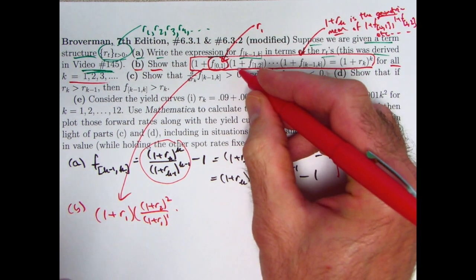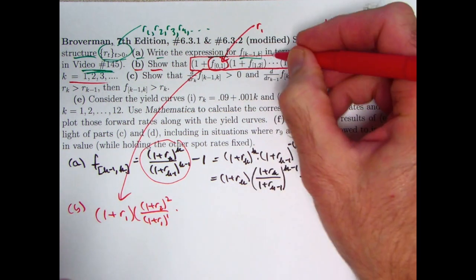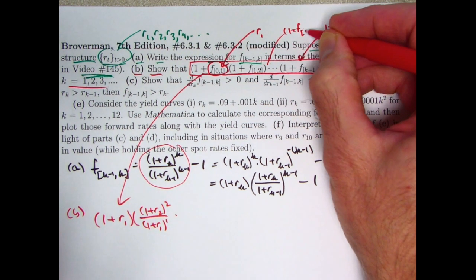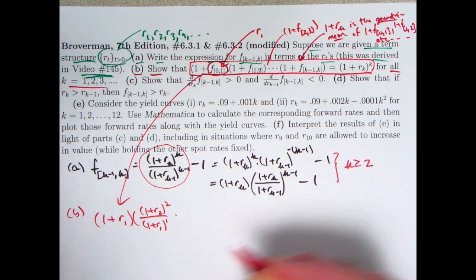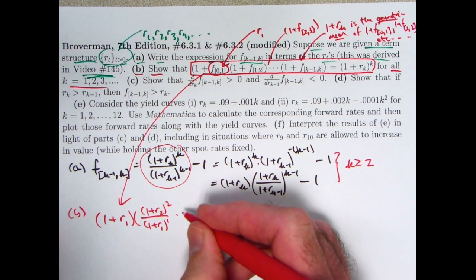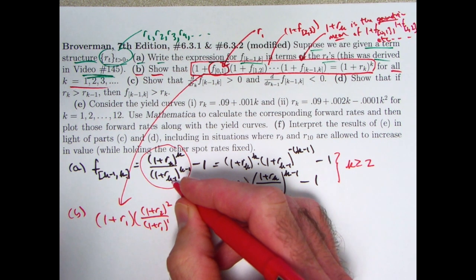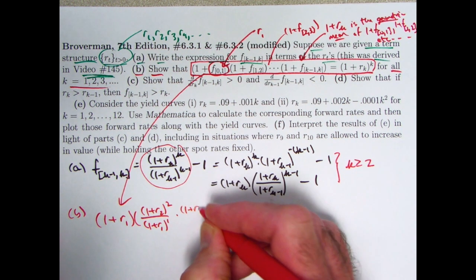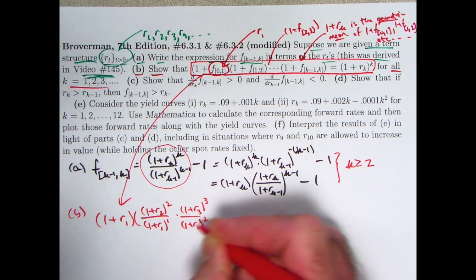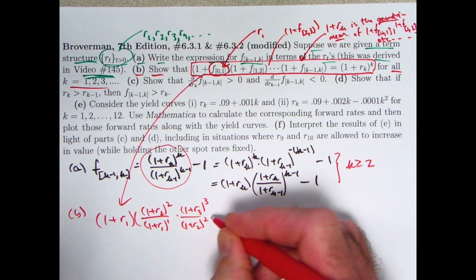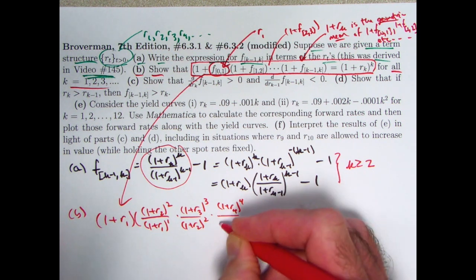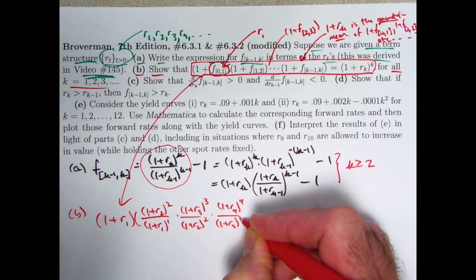Next one would be 1 plus the forward rate in effect from time 2 to time 3. So k would be 3 in that case. I can use this formula again, add 1 to both sides, and I get this expression right here with k equal to 3. That would be (1 plus R3) cubed over (1 plus R2) squared, and the 1 plus R2 squares will cancel. You can see the pattern start to emerge here. The next one would be (1 plus R4) to the 4th over (1 plus R3) cubed, etc.